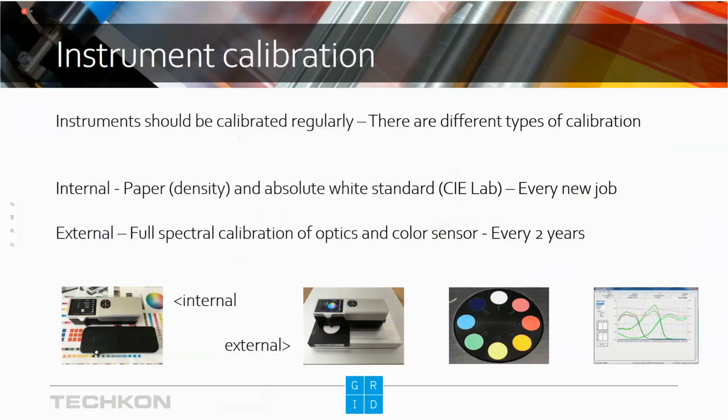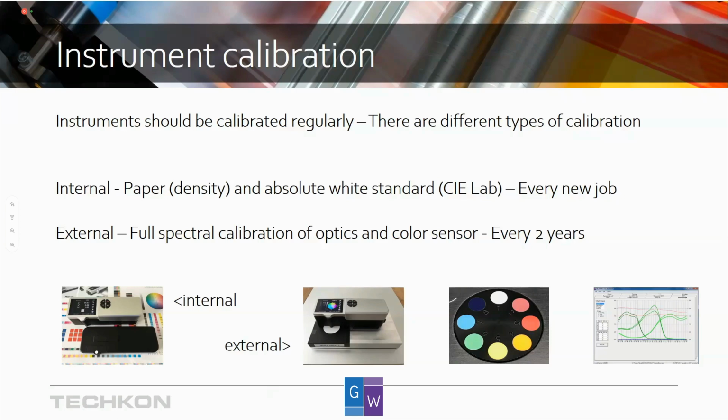The next important point before you start with the measurements is, it is clear that you have to calibrate the device. So when calibrating an instrument, we differentiate between internal and external calibration. Internal is what a user can do. So if you make a density measurement, you can calibrate the instrument on paper white. If you do a LAB reading, you have to calibrate the instrument on the white standard.